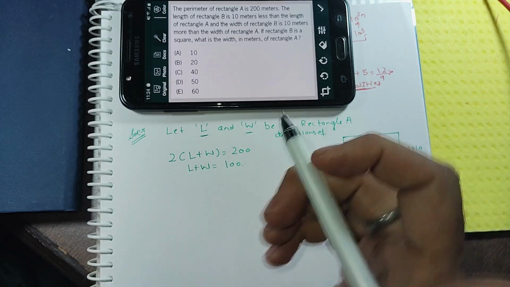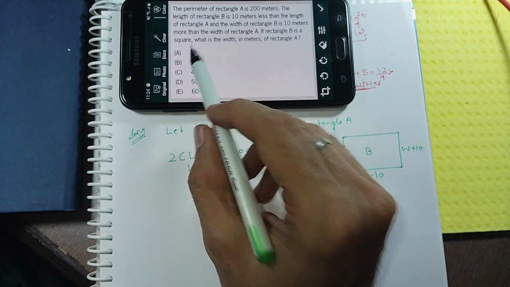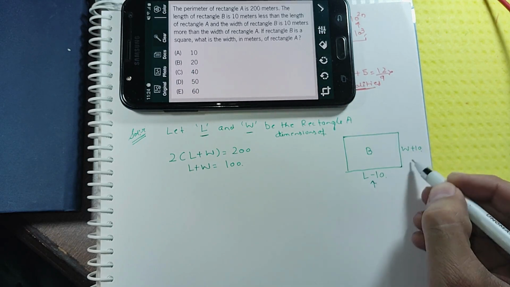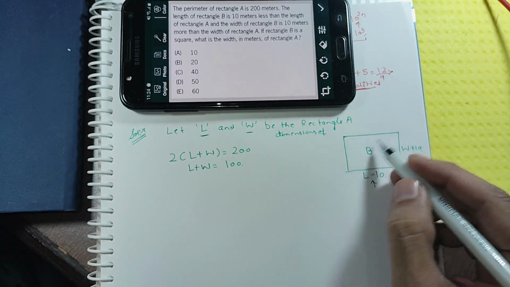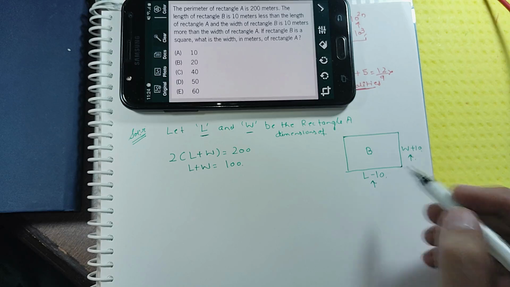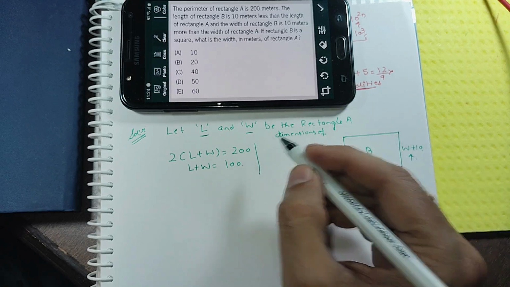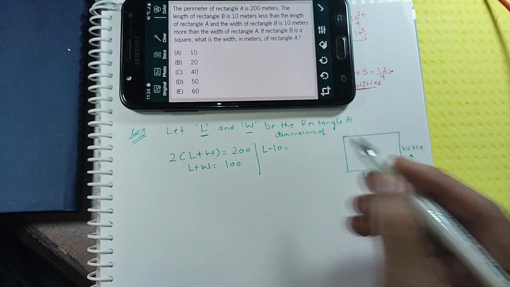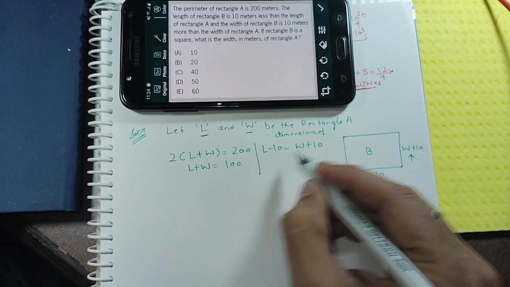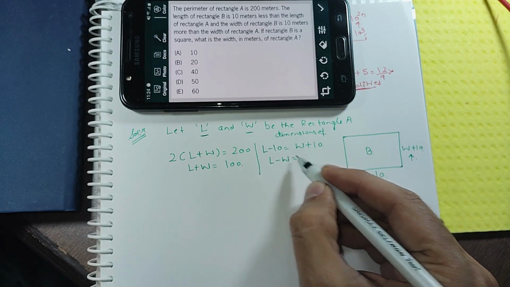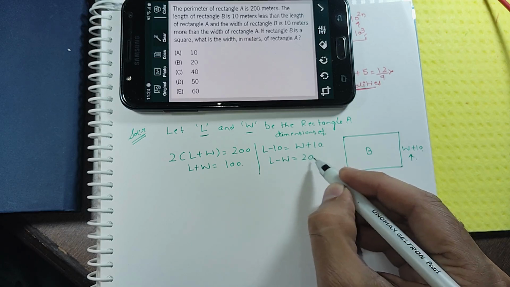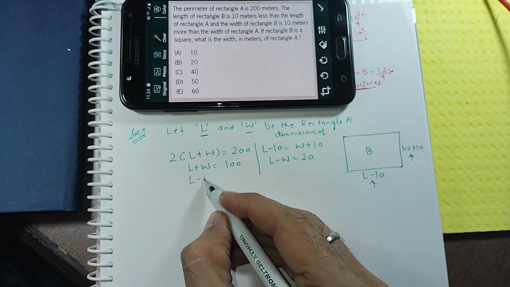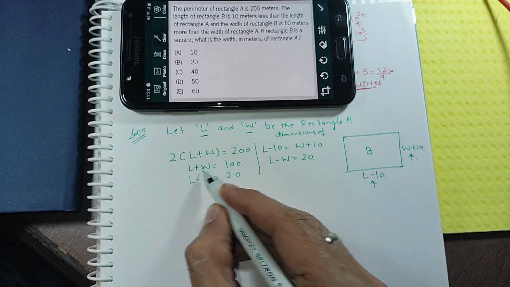Now since rectangle B is a square, that means L minus 10 should be equal to W plus 10, because it must have all its sides equal. So from here L minus W should be 10, shifting to this side will become 20. Now L minus W is equal to 20 and L plus W is equal to 100.